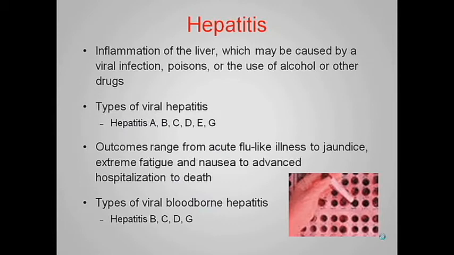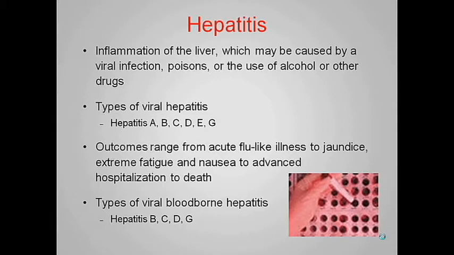So to give a quick review, hepatitis is inflammation of the liver. The liver is a filtering system in our body. The inflammation of the liver may be caused by viral infection, poisons, or the use of alcohol. There you see your types of viral hepatitis. More commonly we deal with B and C, but here you see your A, B, C, D, E, G.